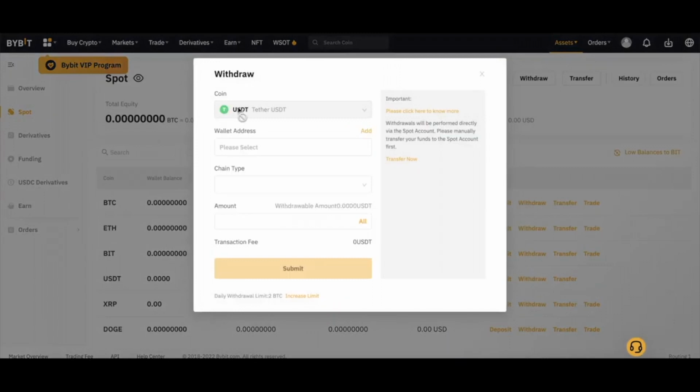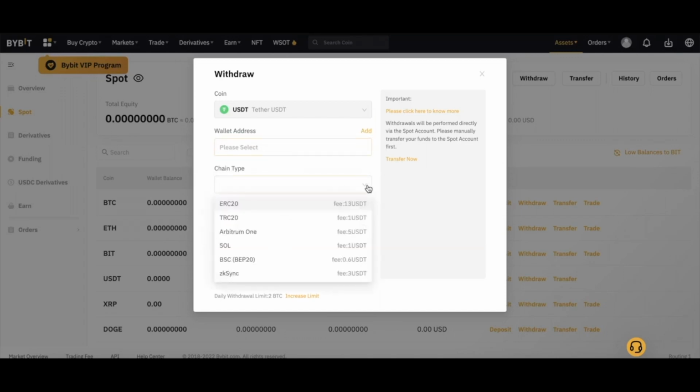Then you see the coin which you are withdrawing. So now USDT. You can mark your wallet address, that means click on add wallet address or copy your wallet address. Then choose your exchange and also your network, and your amount, what you want to withdraw, and then you can go to submit. You see what your limit is. So you have a limit of 2 BTC per day that you can withdraw.